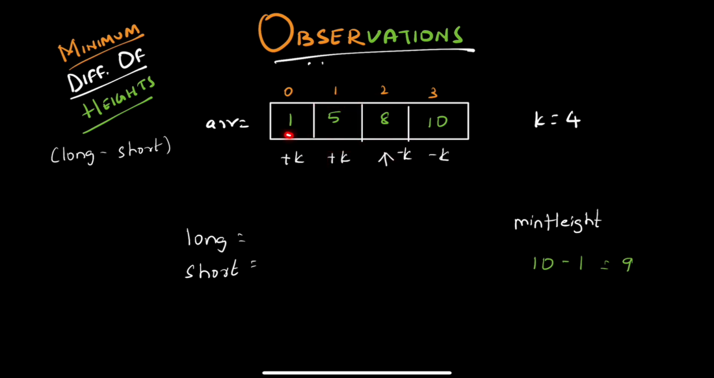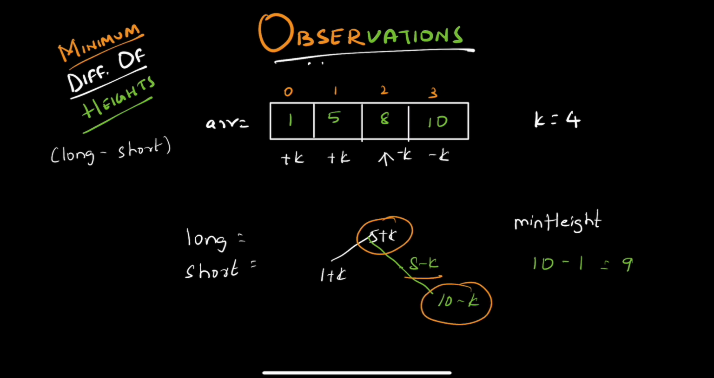Are you getting it? If you represent this modification on the number line, it looks like 1 plus k will be here, followed by 5 plus k. Now we are decrementing 8 by k, so there's no chance that it will increment like this. There will be a dip from here. That is, 8 minus k would be somewhere here and then 10 minus k. These 2 points can be the longest height for this point.